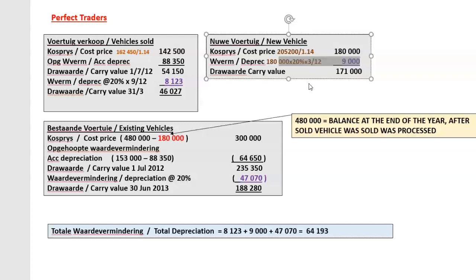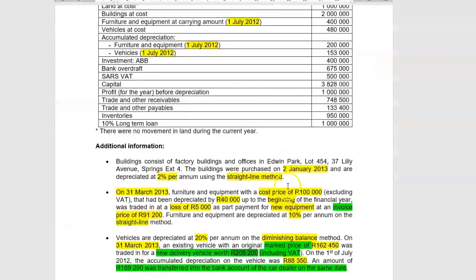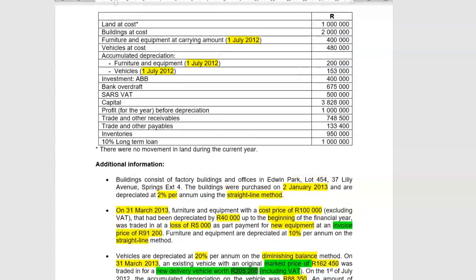I only want the closing balances and the movements that took place on my non-current assets during the course of the year. So I'm not going to carry on and waste my time working out profits and losses and all kinds of rubbish like that. It's not required.